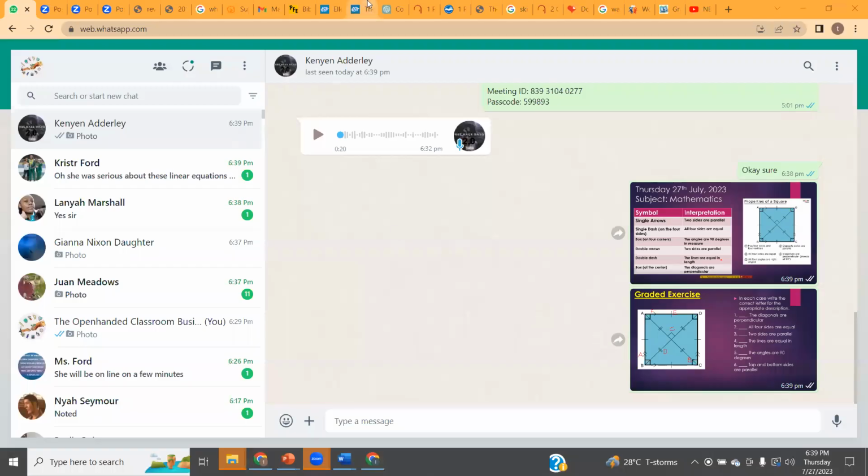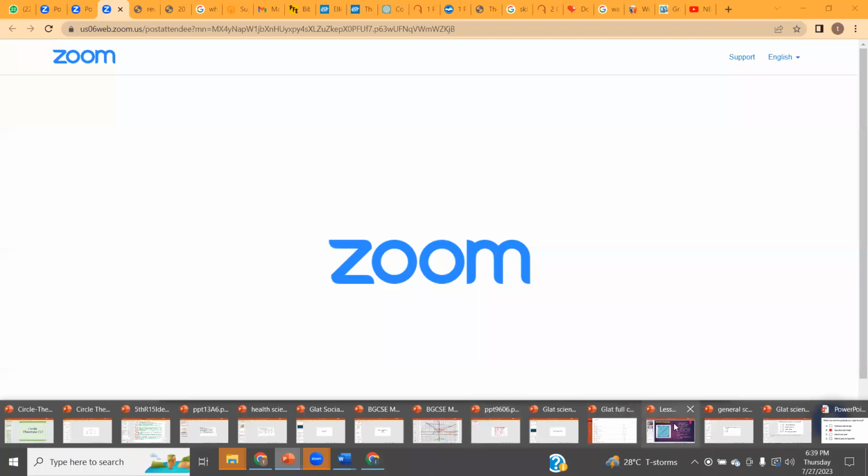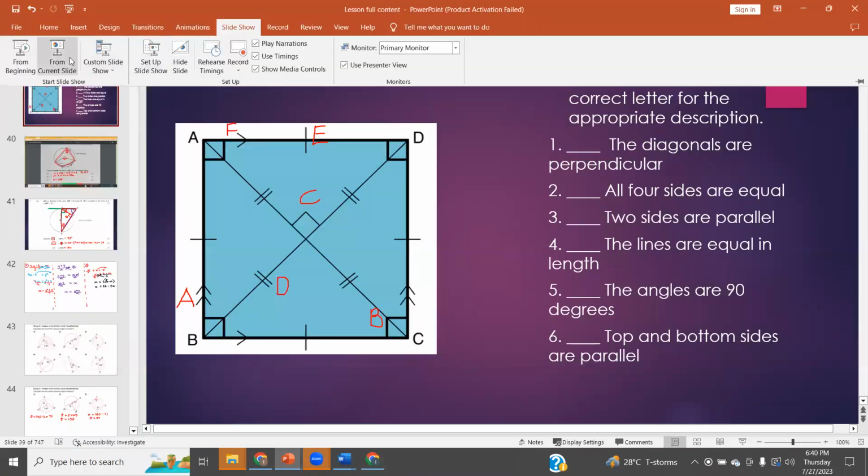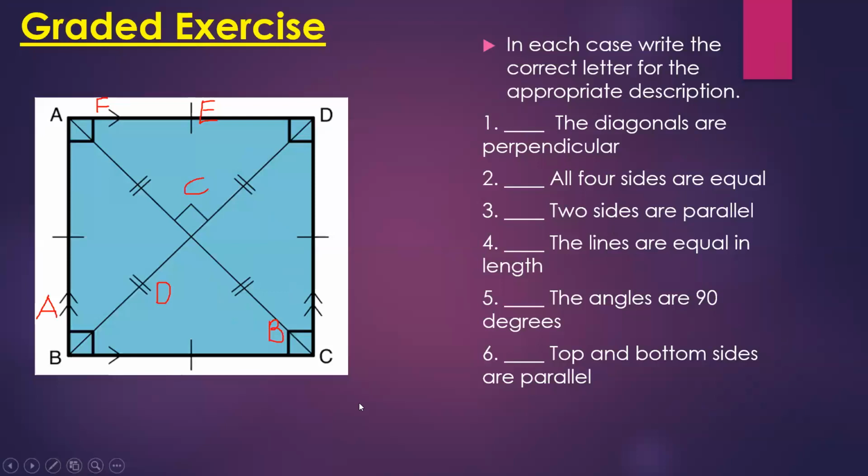Mr. Deceit, I can't see the screen no more. Send it to you when we're done.